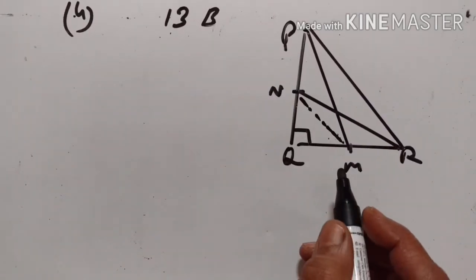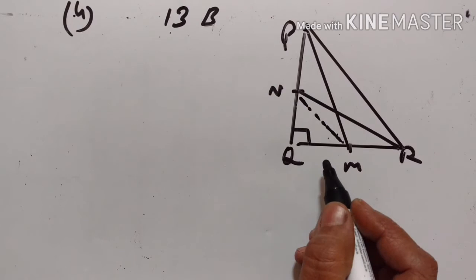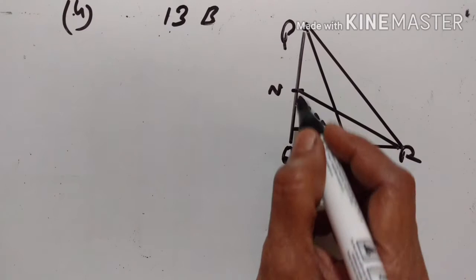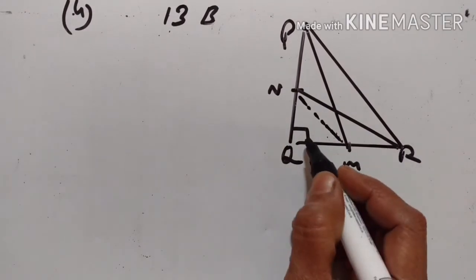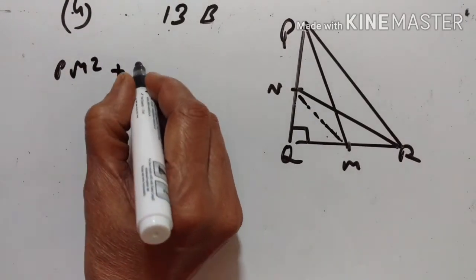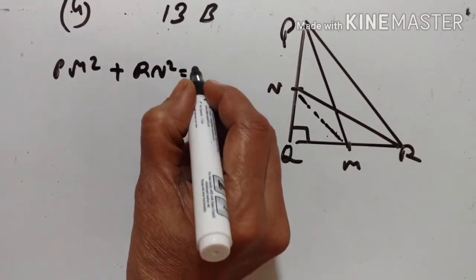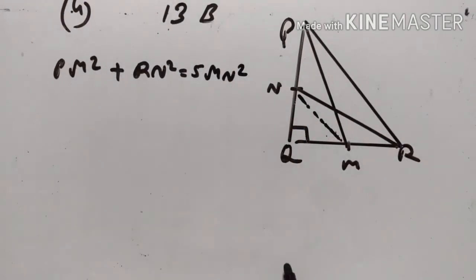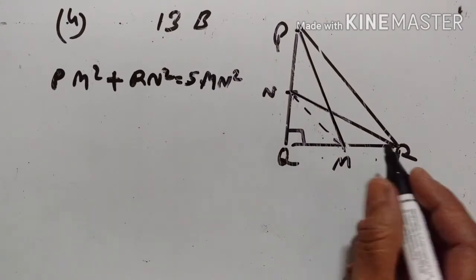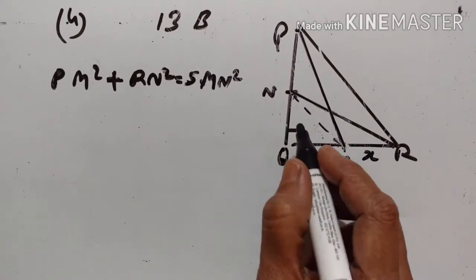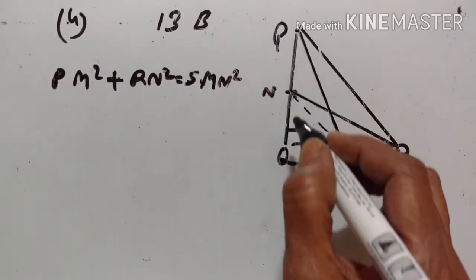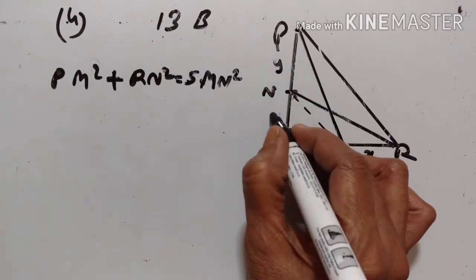Fourth problem. M and N are the midpoints of sides QR and PQ respectively of a triangle PQR right angled at Q. You have to prove that PM square plus RN square is equal to 5MN square. Now M is the midpoint of QR. Therefore QM is equal to MR. Let them be X and X. Similarly, N is the midpoint of PQ. So PN is equal to NQ, let them be Y and Y.